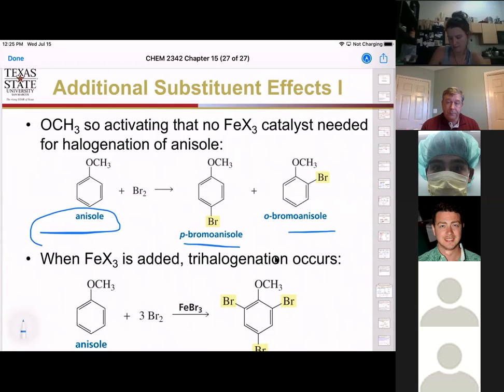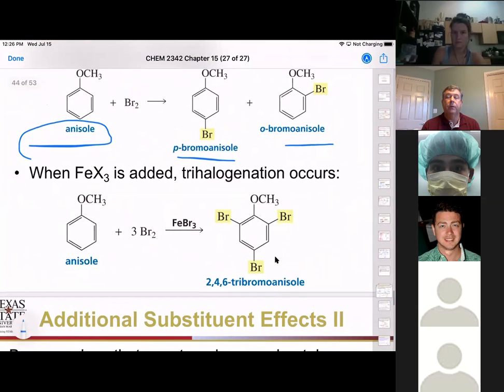And statistically, you do get the mono substitution a little bit more at the ortho site than at the para site because of the two possible ortho additions and only one possible para position. Okay. However, the addition of the bromine does not deactivate the ring. Okay. So we have a highly activated ring, and it's not deactivated by adding the bromine to it. Okay. So when you actually add the Lewis acid catalyst to it, you can get multiple brominations.